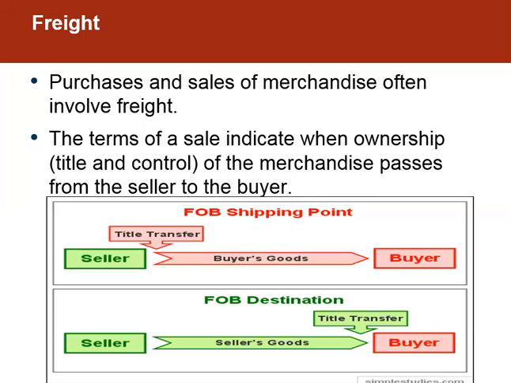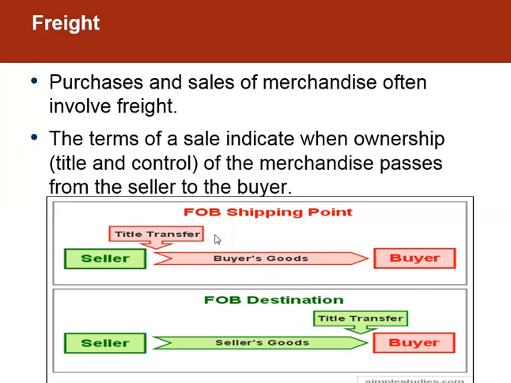Okay, so if we look at our slide here, it says purchases and sales of merchandise often involve freight charges. It says the terms of a sale indicate when ownership, title, and control of the merchandise passes from the seller to the buyer. Okay, and so we have two terms that we need to learn here. We have FOB, that means free on board, shipping point, and FOB destination.